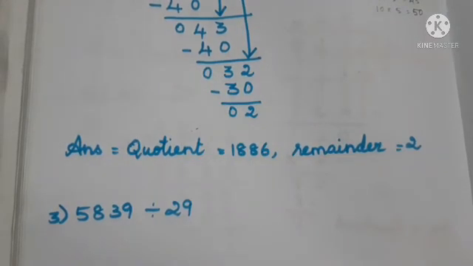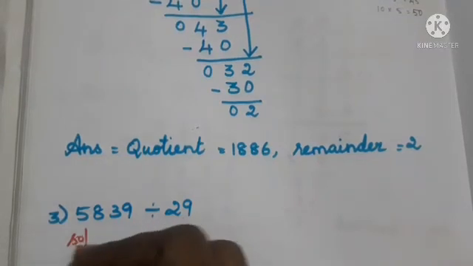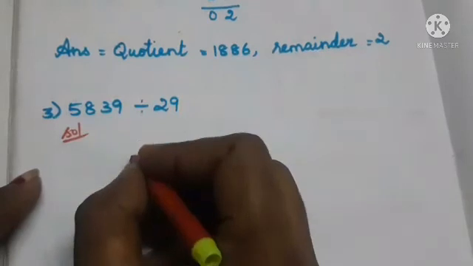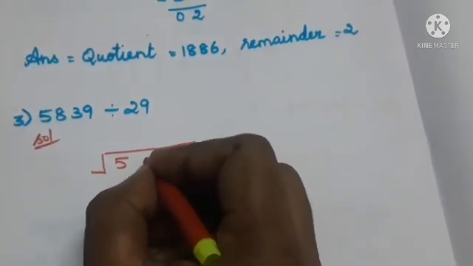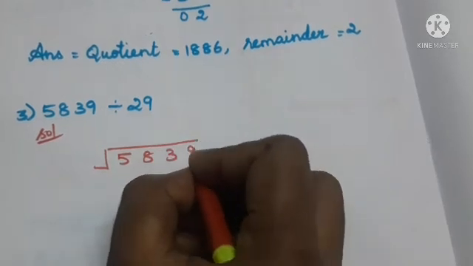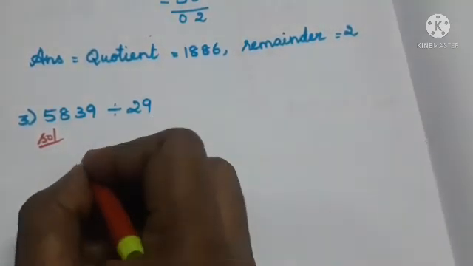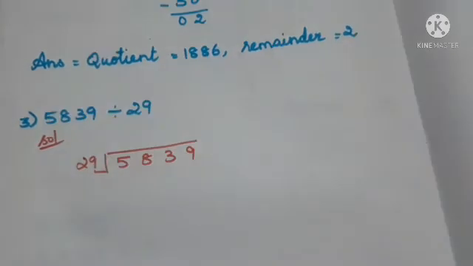Third problem, we are going to divide a 4-digit number by a 2-digit number. Okay, this is a 4-digit number. We are going to divide by a 2-digit number. So we can write the solution for this question, and we have to draw it like this and write the dividend inside it. Okay, inside this box we can write the dividend, and divisor is 29. So we can write the 29 outside it.